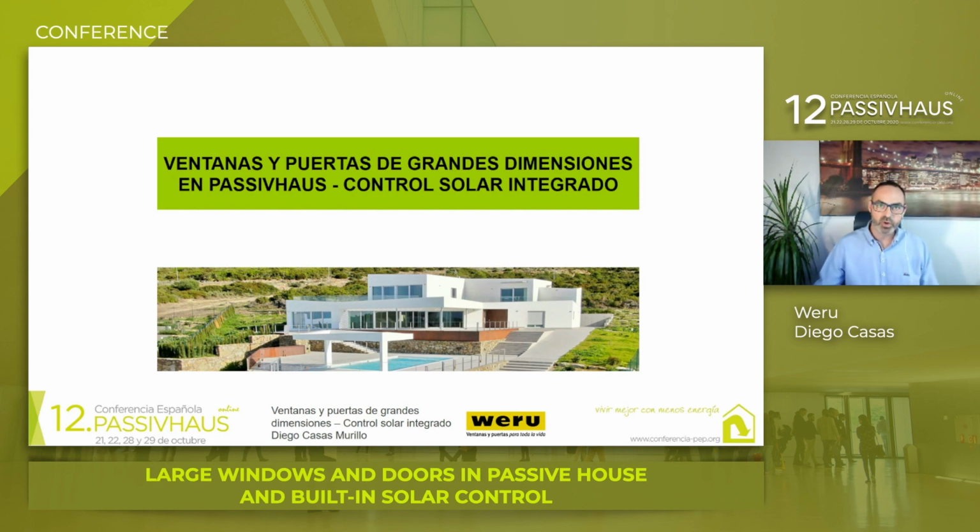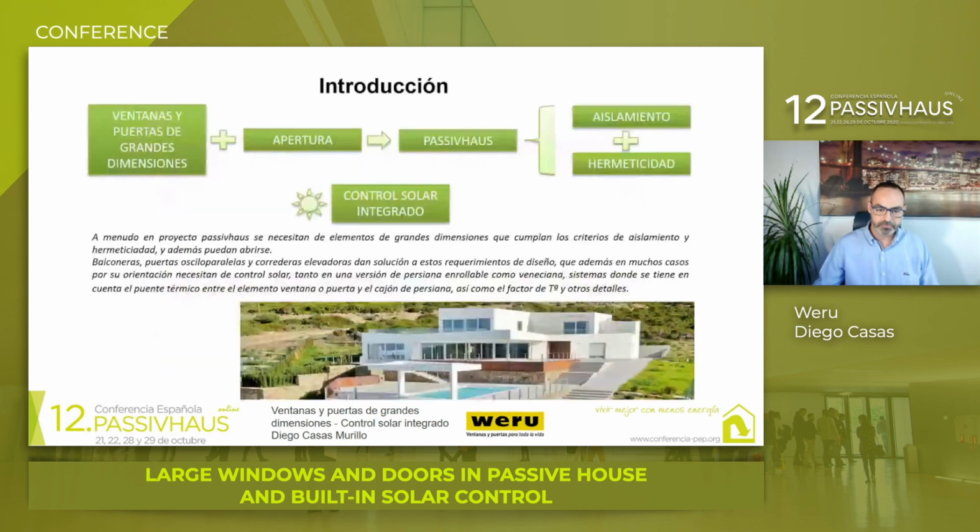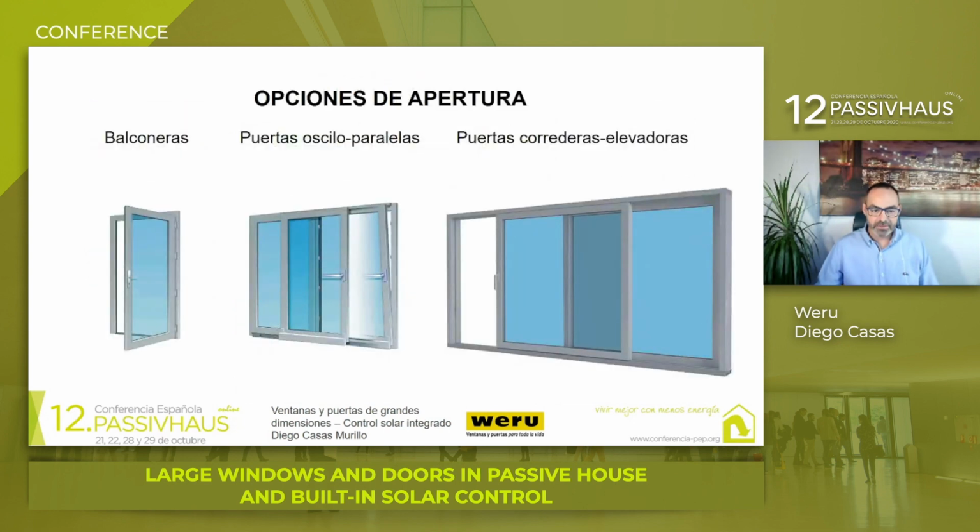Over the next few minutes I'm going to talk about oversized or large windows and doors in Passivhaus and integrated solar control. Often in Passivhaus projects we need large elements that meet insulation and airtightness criteria, and which can also be opened. I will also talk about these openings, which complicate our work, particularly in the case of large elements, to achieve the airtightness and insulation that Passivhaus requires. I'll also talk about integrated solar protection control.